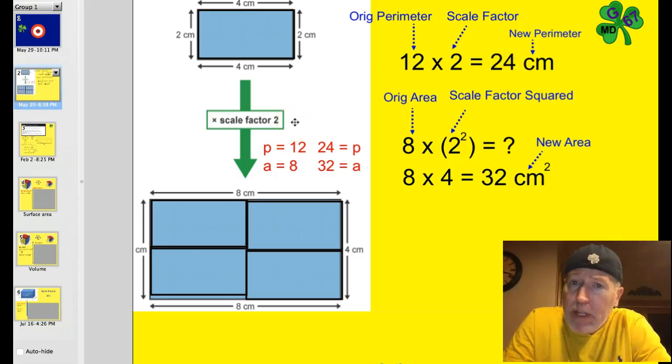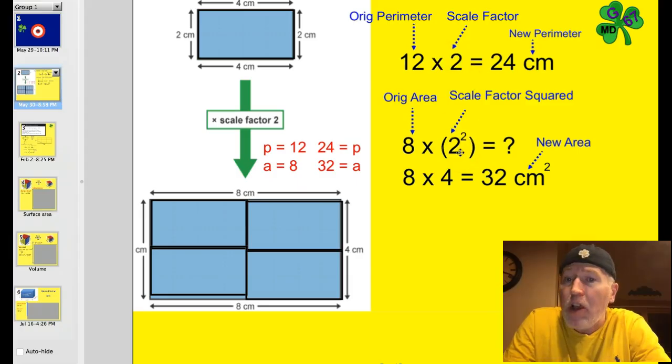Likewise, we could figure out the area of the new rectangle. We could take the area of the old one, which is 8. We had 4 times 2 here. And we can pop that in our formula, and we can take that times the scale factor squared, because area is kind of a two-dimensional thing, so we're going to square it instead of just using the scale factor. So the scale factor squared. 8 times 2 squared is really 8 times 4, which is 32 centimeters squared. And that makes sense because we have 8 times 4 here.